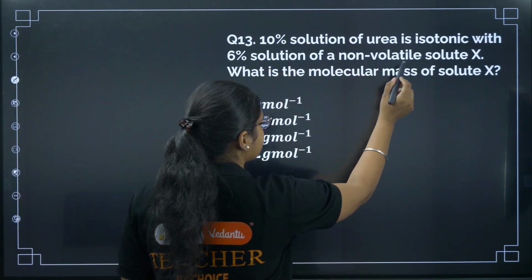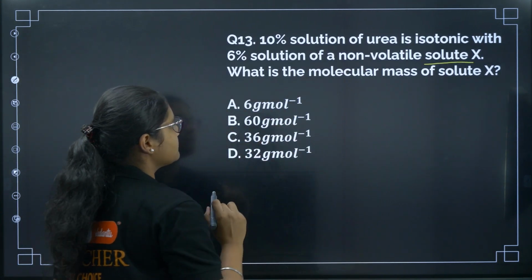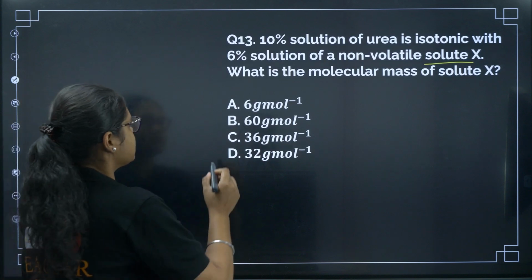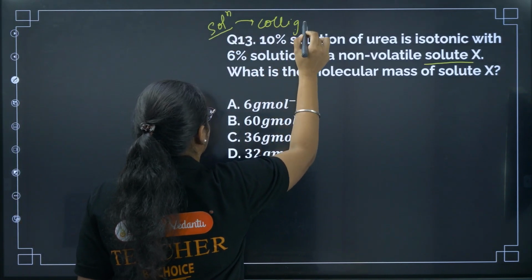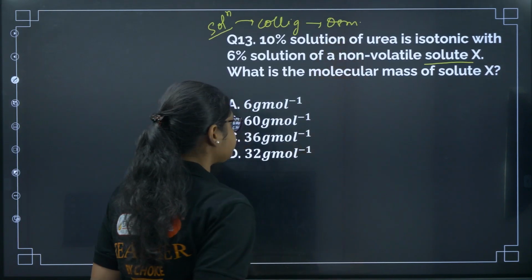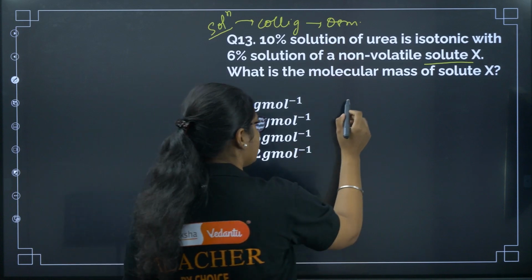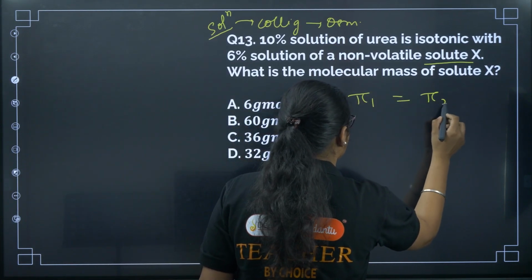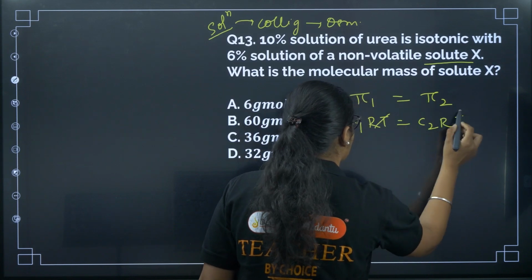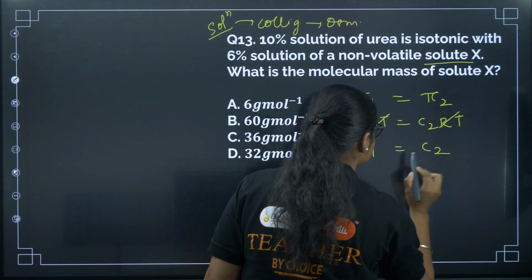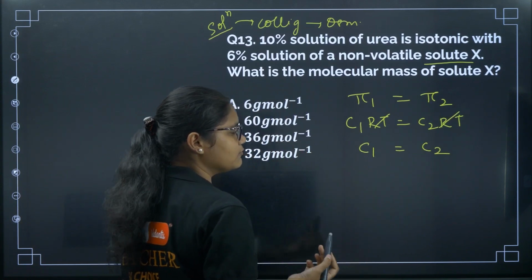So 10% solution of urea is isotonic with 6% solution of a non-volatile solute X. What is the molecular mass of the solute X? So this question is from solutions chapter. Topic colligative property, and then in that osmotic pressure. Isotonic means the two solutions have same osmotic pressure. So I can say pi 1 is equal to pi 2, C1 RT is equal to C2 RT, C1 RT we can cancel, so I can say C1 is equal to C2, right? Now C1 is what again? Number of moles of this one will be equal to number of moles of this one.